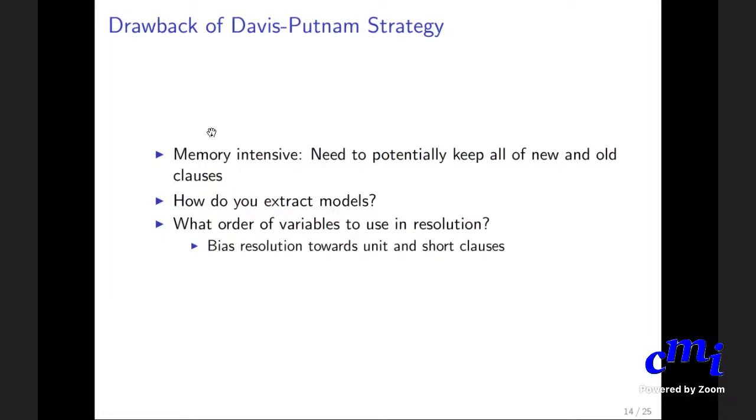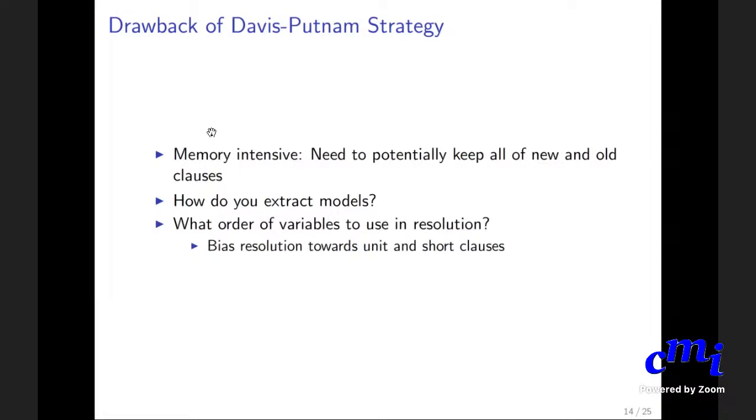And the proof, the resolution graph that you need to produce, very much depends on the order of the variables that you pick and which clauses that you pick. Whereas the resolution principle does not give you any guidance.